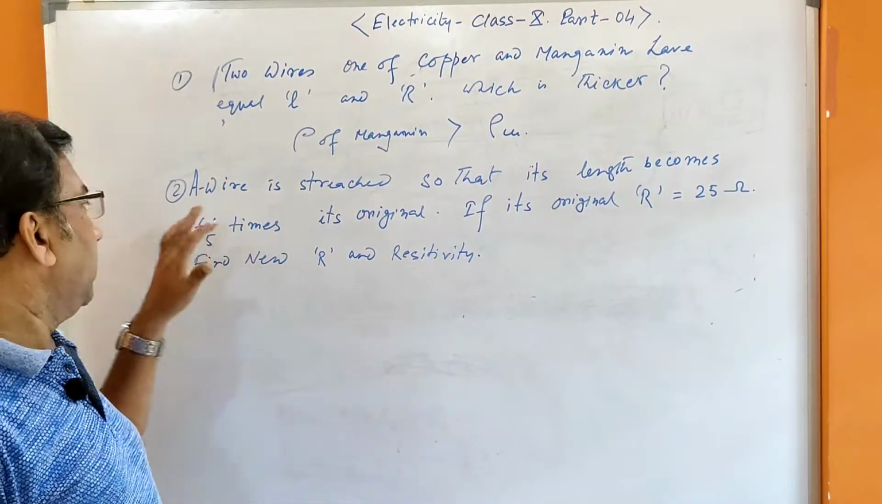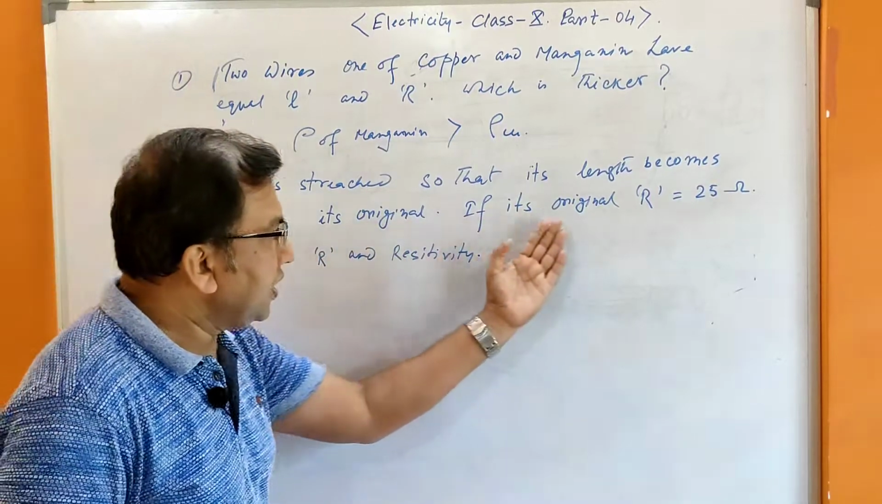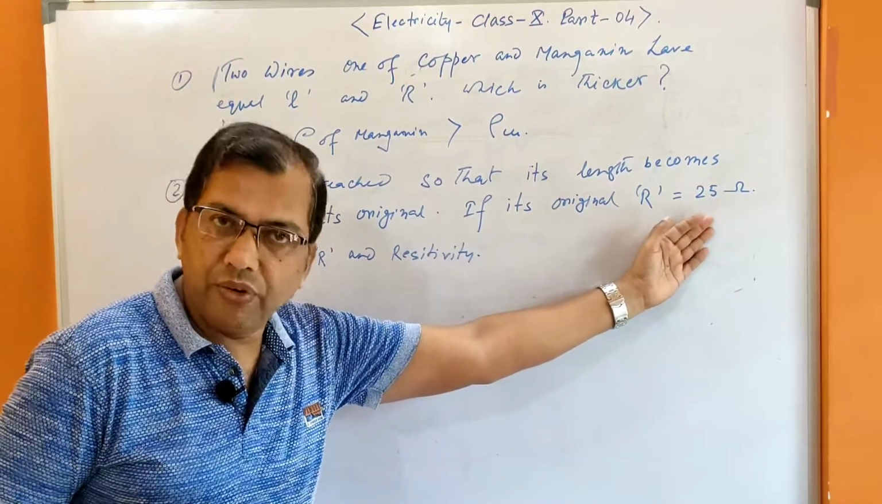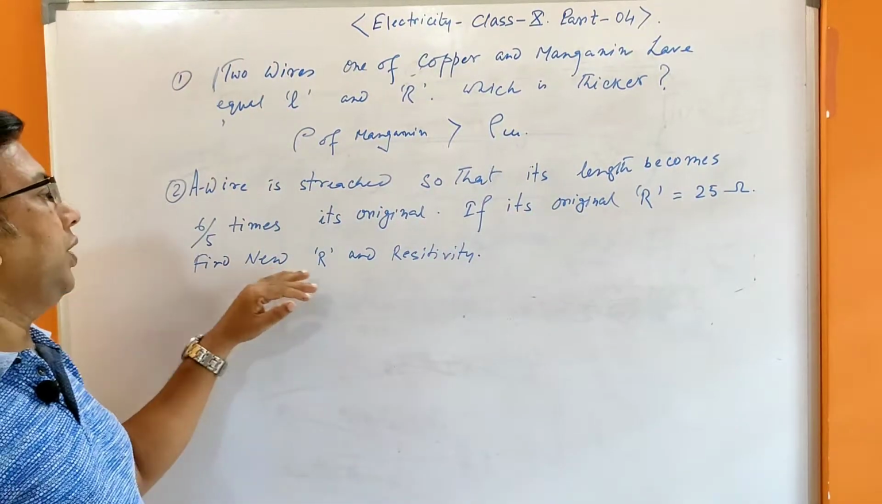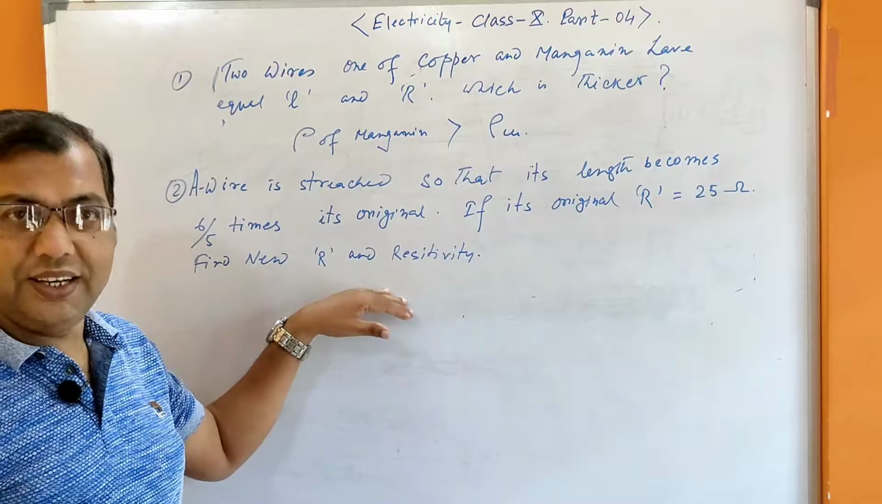Original, the length is stretched 6/5 times. So if its original resistance is 25 ohm, find the new resistance and new resistivity.